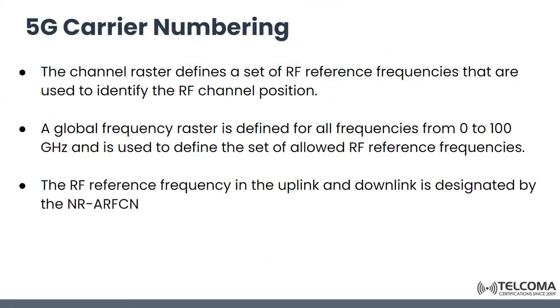Channel raster is a term which defines a set of reference frequencies, and these are basically used to identify the channel position. Here, a global frequency raster is defined for all frequencies from 0 to 100 GHz, and it is used to define the set of allowed RF reference frequencies. These RF reference frequencies in the downlink and uplink are designated by the NR-ARFCN, the New Radio Absolute Radio Frequency Channel Number.